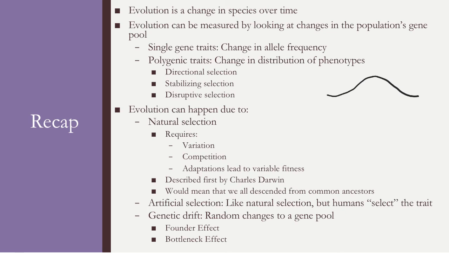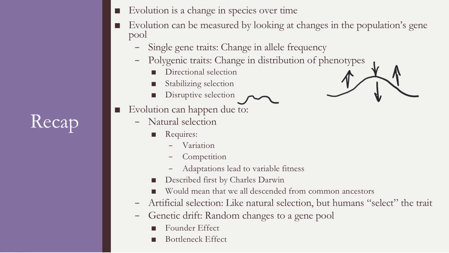It can curve in one direction, which is directional selection. It can kind of come up towards the middle, that's stabilizing selection. Or you can have an event occur where the individuals that are average tend to have a decreased fitness, and then a higher fitness on the two ends, which is going to be disruptive selection and make something that looks like that. In terms of how evolution happens, most of it is due to natural selection, but artificial selection and genetic drift play a part as well.